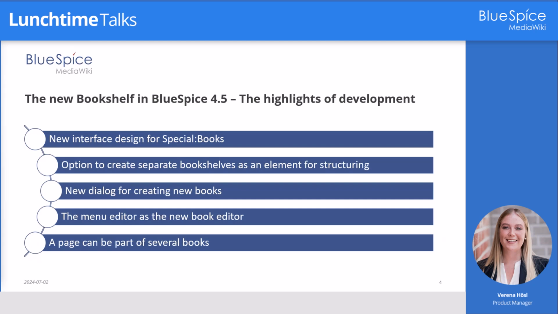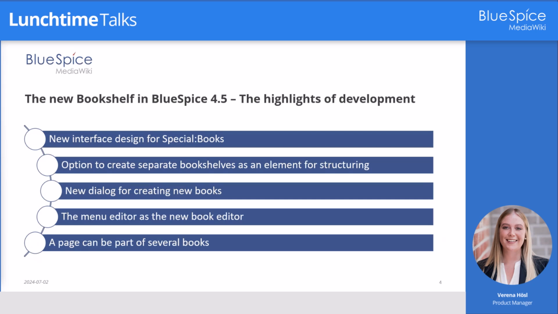And in general, all functions that the XJS tree provided in the old version are also kept for the new version. And last but not least, this was some feedback we often receive from our customers. Why can a page just be in one book? We thought about that and we changed the mechanism here. So now it is possible to add a page to multiple books.